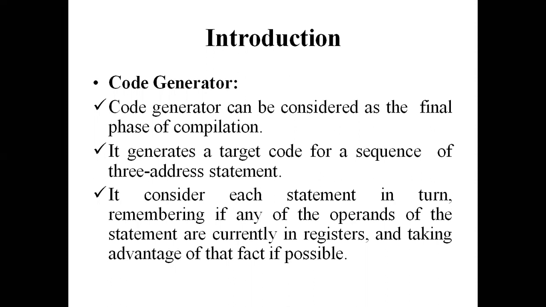With the code generators we are implementing the code, right? So the input should always be a sequence of three-address statements. For each statement in turn, we need to remember if any of the operands are currently in registers, or if we are using any memory locations. By implementing automatic code generators, they implement all those things themselves and show the final representation in the form of a table.